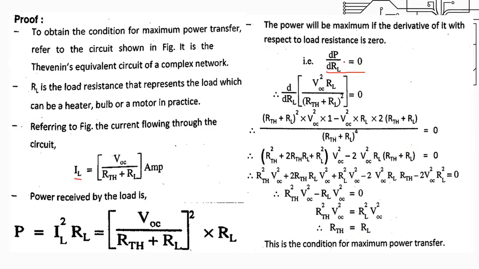So we have derived this dP by dRL formula. We have derived this value VOC square RTh plus RL into RL. So after solving this derivation, I got the condition that RTh is equal to RL. Whatever I wanted to prove, that RTh is equal to RL, that has been proved here.